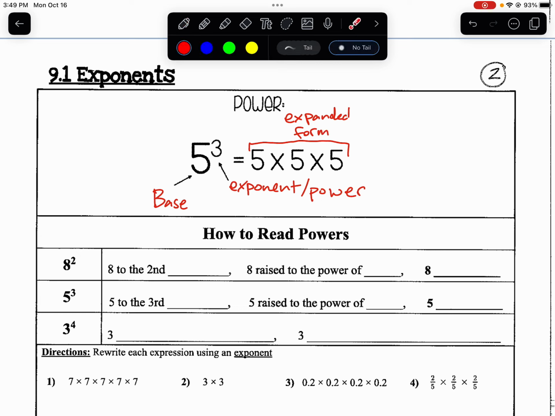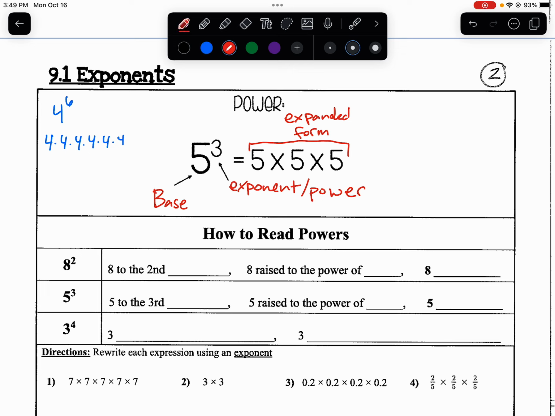So if you had, let's say, 4 to the 6th power, what that means is 4 times 4 times 4 times 4 times 4 times 4. I think that's 6 times. 1, 2, 3, 4, 5, 6. Yes, so 4 to the 6th means 4 times itself 6 times.